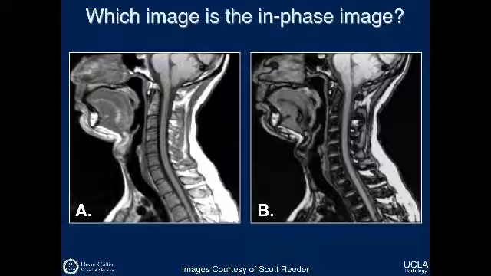So we've got 2 images here. On the left-hand side is a gradient echo image. On the right-hand side is a gradient echo image. One is the in-phase image and one is the opposed phase image. Do you think A is in-phase or opposed phase? In-phase, right? And why?